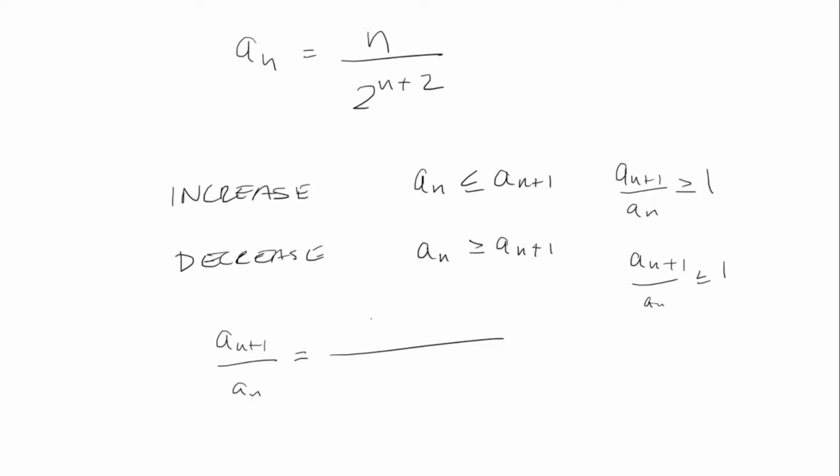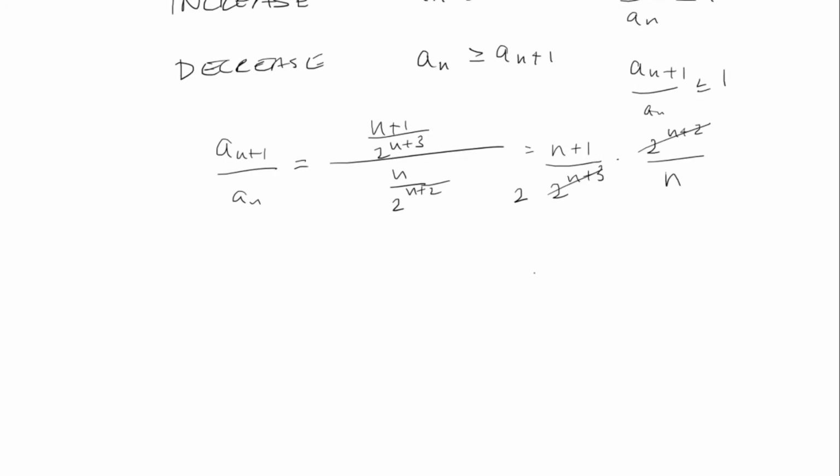For a sub n plus 1, we want to replace n with n plus 1. So when I look at this, I'm going to divide the top and the bottom, which is really the same thing as taking the top and multiplying by the reciprocal of the bottom. Okay, so I have 2 to the n plus 3 over 2 to the n plus 2. Those are going to cancel. I'm going to be left with 2 in the denominator. And so I can rewrite this as n plus 1 over 2n.